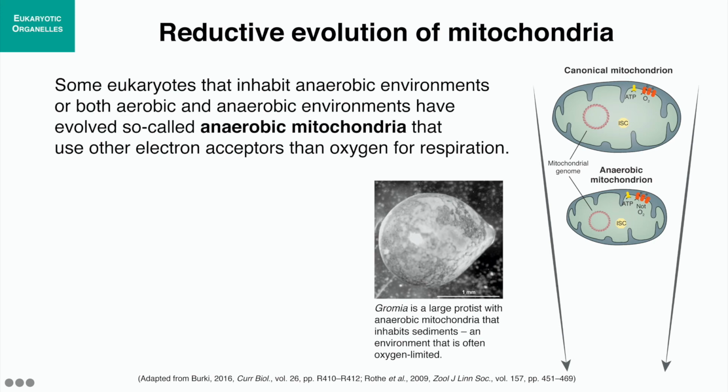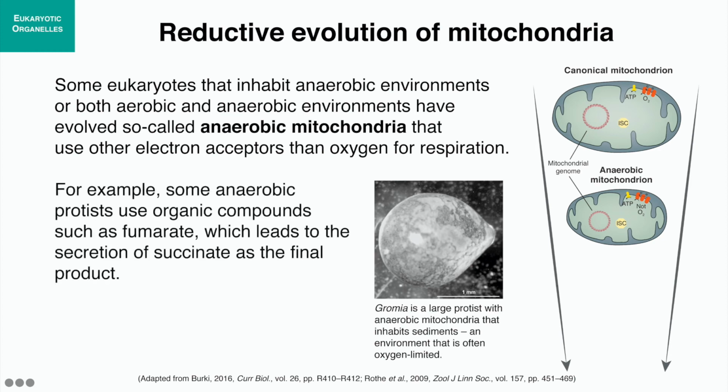Some eukaryotes that inhabit anaerobic environments, or both aerobic and anaerobic environments, have evolved so-called anaerobic mitochondria that use other electron acceptors than oxygen for respiration. For example, some anaerobic protists use organic compounds such as fumarates, which leads to the secretion of succinate as the final product.